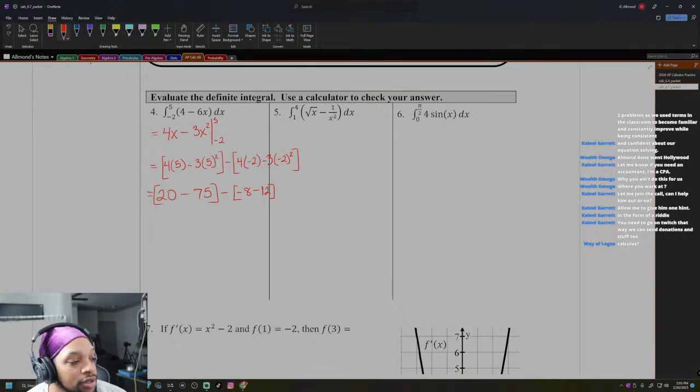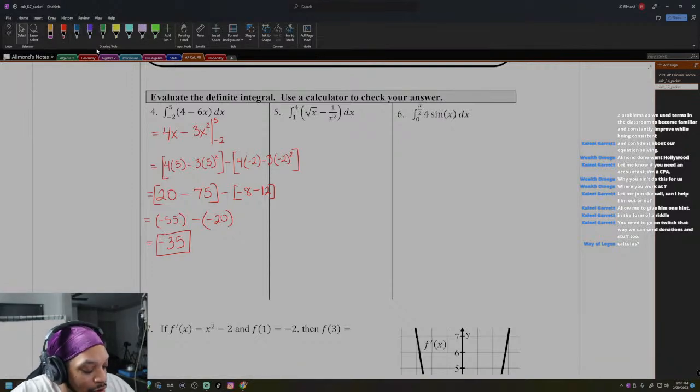3 times 4. I don't know what 20 minus 75 is. I'm sure I could figure it out. That's negative 55. Yeah. If I wasn't lazy, I could have figured that out. Minus negative 20. That's negative 55 plus 20, which is negative 35.